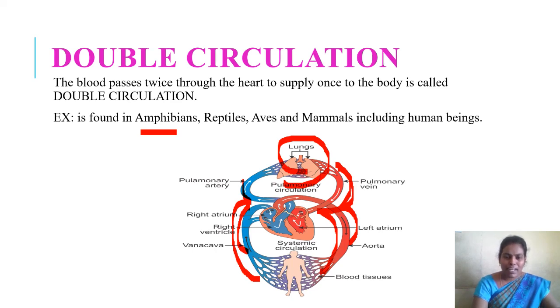In this way, blood passes through the heart two times in four-chambered heart animals. This is called double circulation. We can observe this type of double circulation in all these animals like amphibians, reptiles, aves, mammals, human beings.